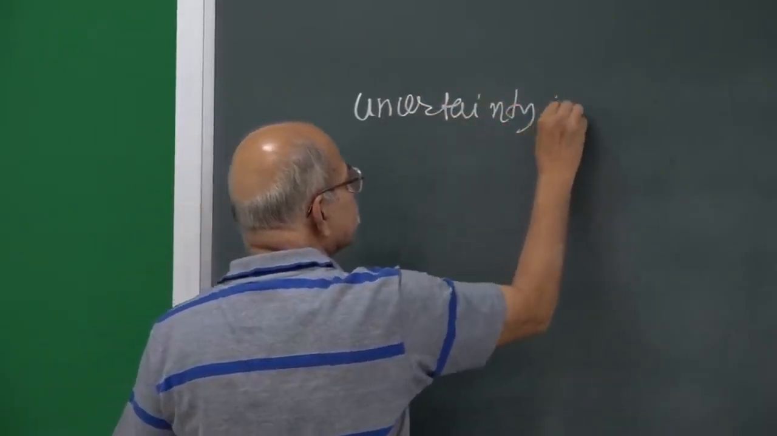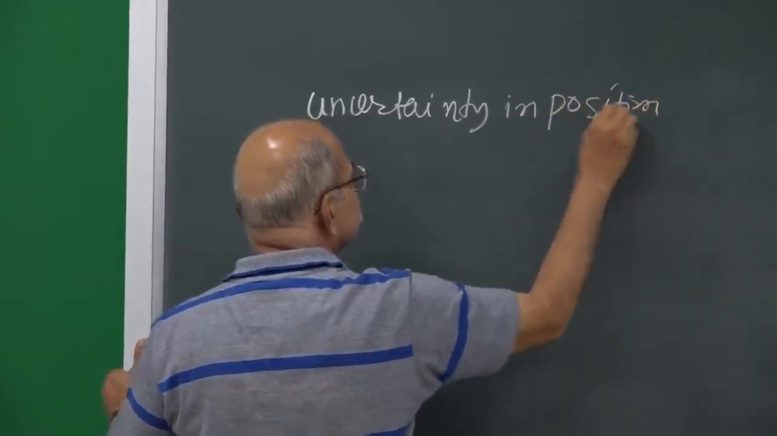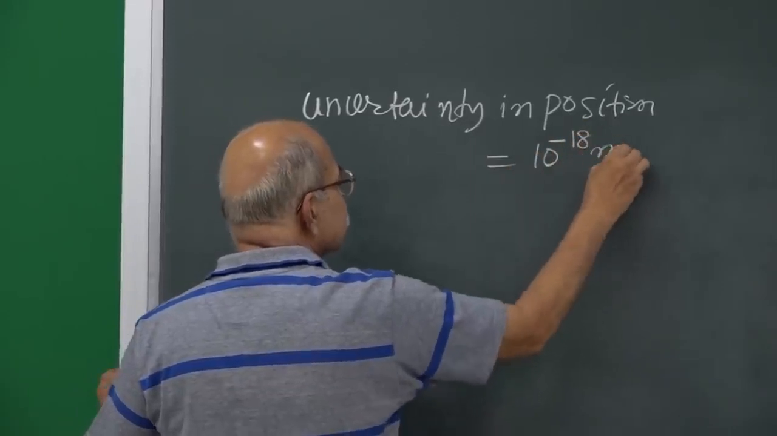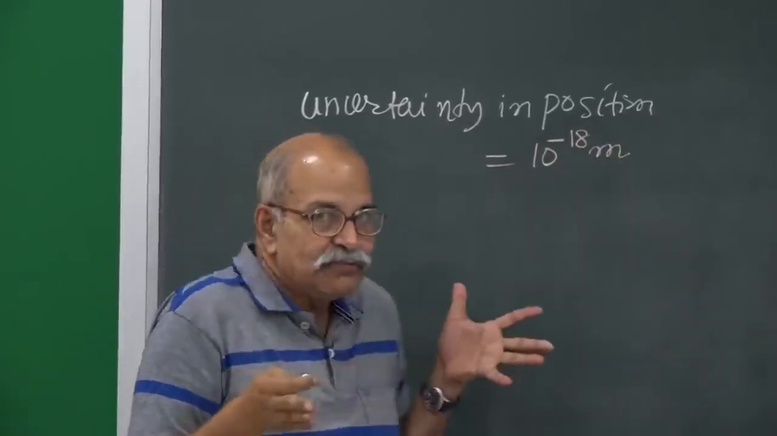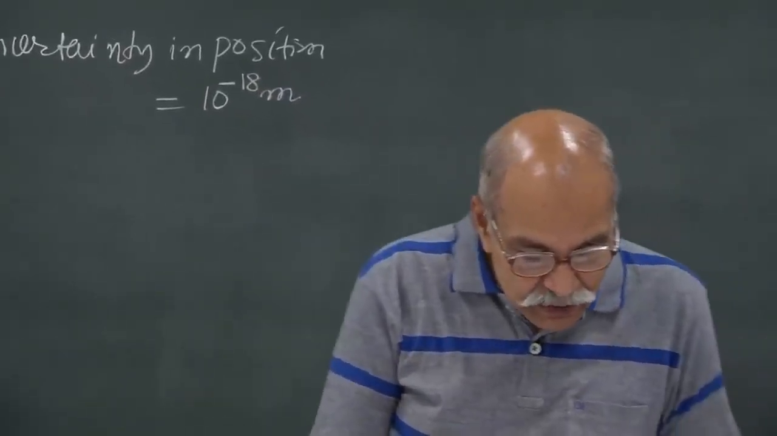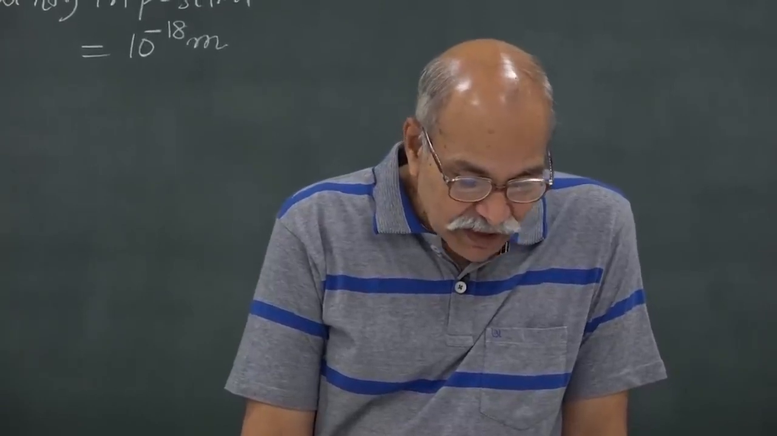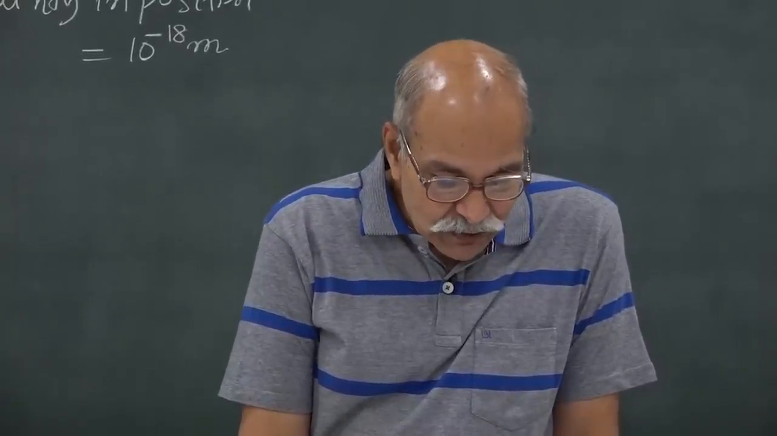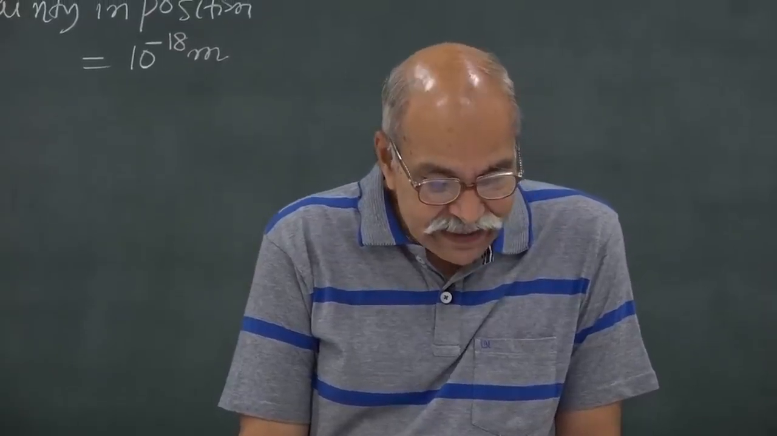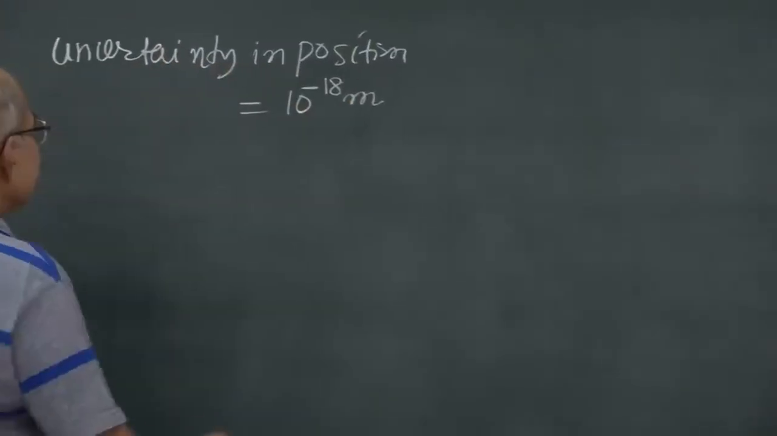in position is 10 to the power minus 18 meter. So, with this accuracy we know the position of the particle. The question goes ahead: then we measure the momentum of the particle and it becomes known within an accuracy of 10 to the power minus 18 kg meter per second. So, after this we make a measurement.